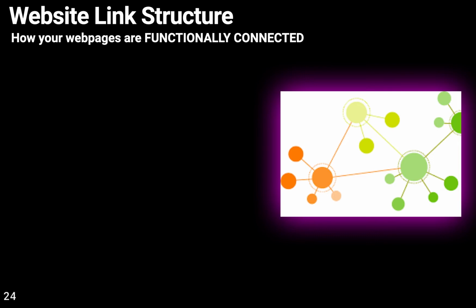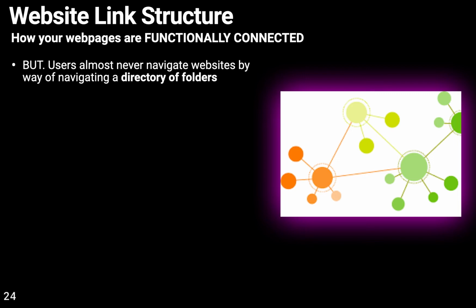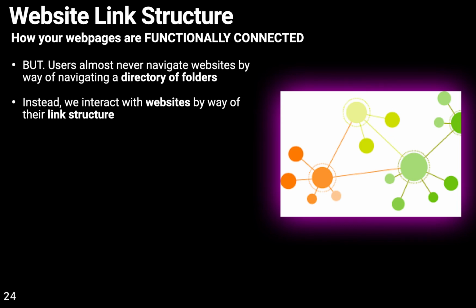The link structure is more about how web pages are functionally connected. Users almost never navigate websites by way of navigating a directory of folders, right? That would be a little arcane. That would be a little too down in the weeds. On a website, you want to be able to jump around to the things that are related to what you're interested in on the site. You noticed how in that video a little ways back, I searched for capybaras and then I skipped the text links. I jumped straight to the images, right? That's because the link structure was easy for me to navigate because of the way everything was structured on the screen. So this is how we interact with websites.